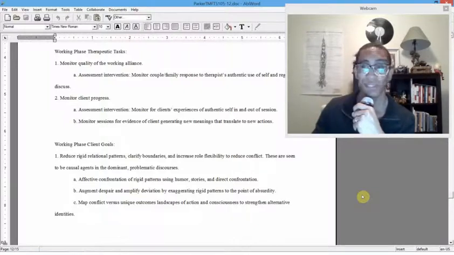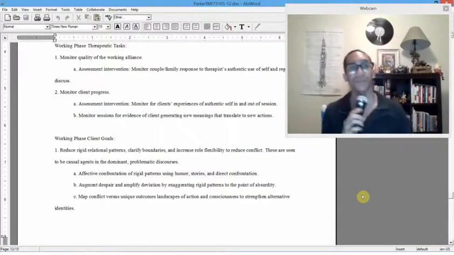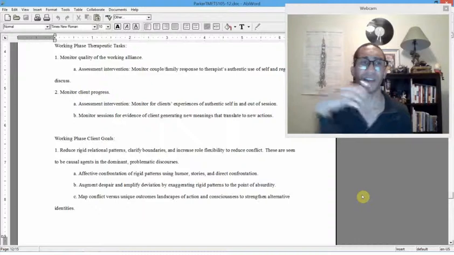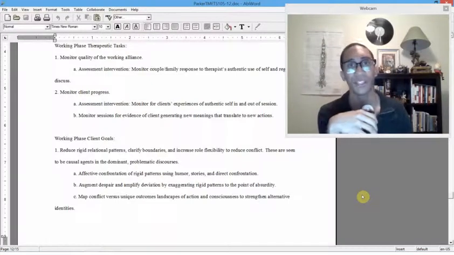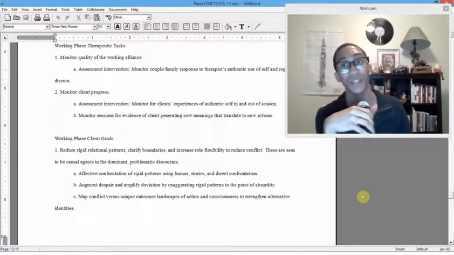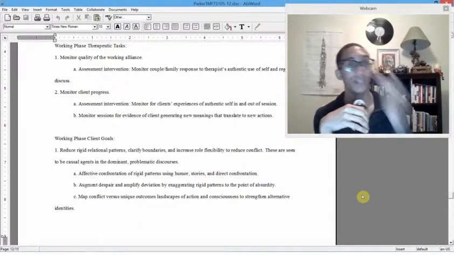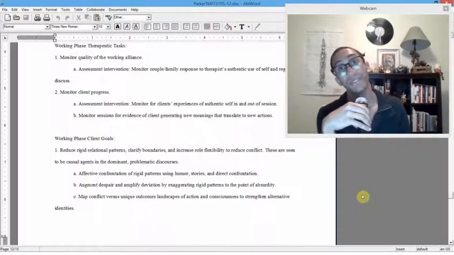Working phase client goals: reduce rigid relational patterns, clarify boundaries, and increase role flexibility to reduce conflict. This is what I think that they need more than anything. The relational pattern that was established with the paperwork by the hands of Mr. Lopez was that Jennifer would be in charge of him. Obviously, he's an independent man. He almost killed Mr. Lopez to make that point. He needs to be independent. Clarify boundaries. He's already clarified the boundaries. I don't think boundaries really need to be clarified anymore.